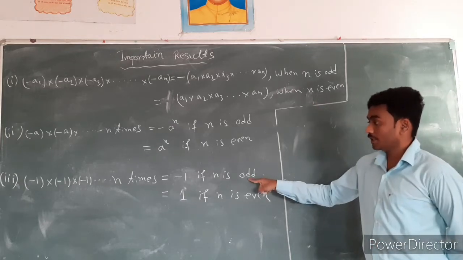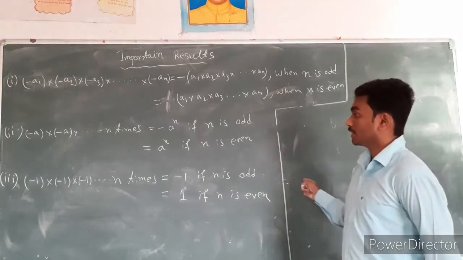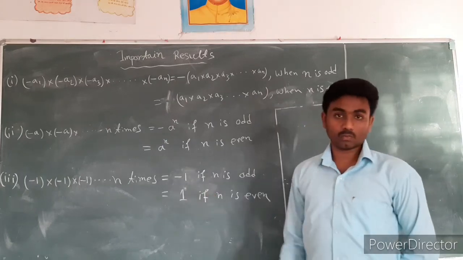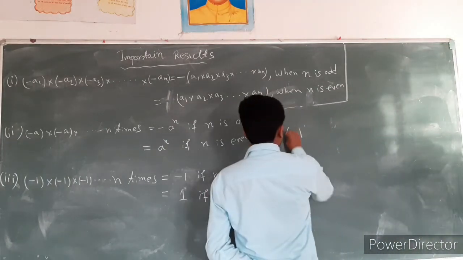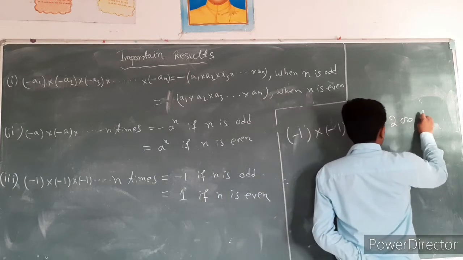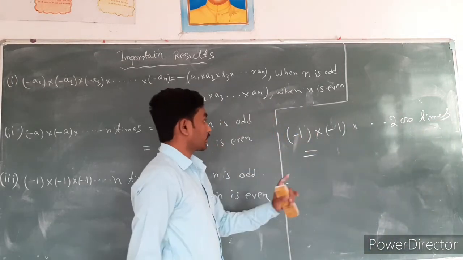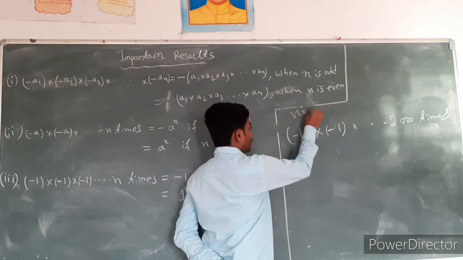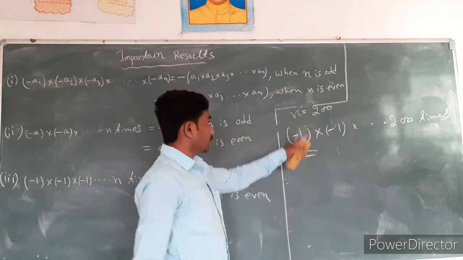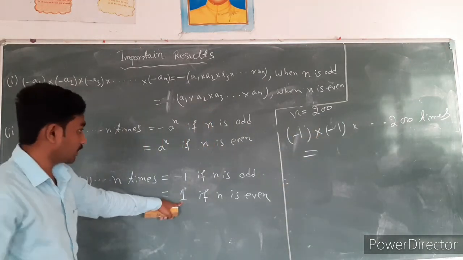If n is odd, that is 1, 3, 5, 7, then we get minus 1. If n is even, then we get 1. Suppose minus 1 is multiplied 200 times. What will be the result? First, we see that the value of n is 200, and 200 is an even number. Then what will be the result?